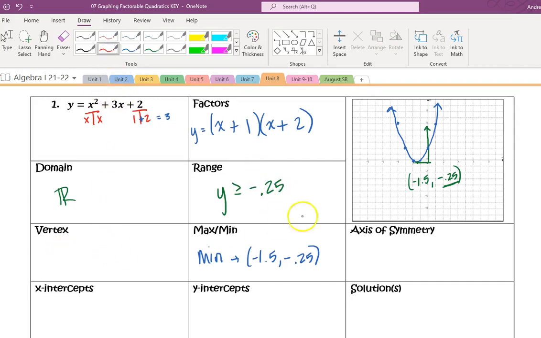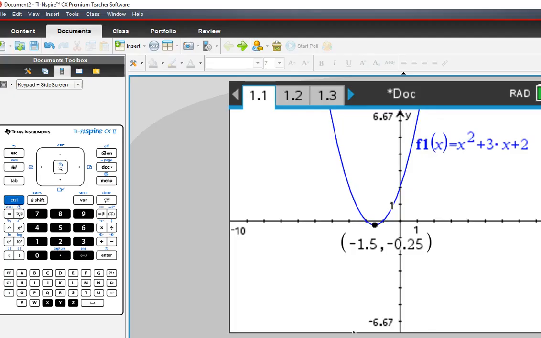So that answers that question. The nice thing about this is also my vertex: -1.5, -0.25, because remember your vertex is your turning point and it just happens to be a minimum. Axis of symmetry would be what cuts right down that middle, and remember that goes with this value. So the axis of symmetry in this case would be x equals -1.5, and now we need x-intercepts, y-intercepts, and solution, and our calculator will do those for us.